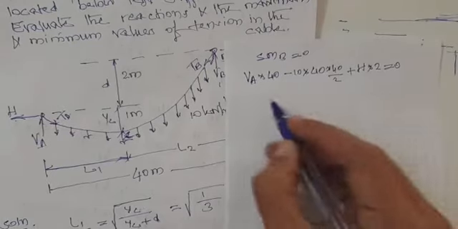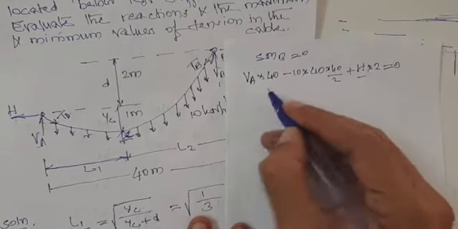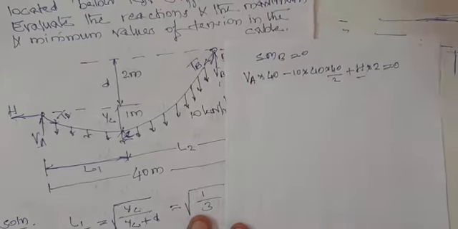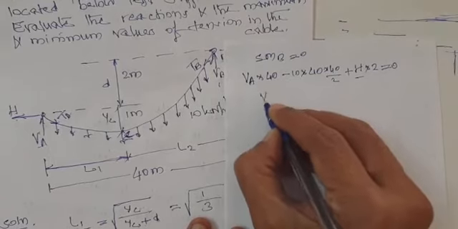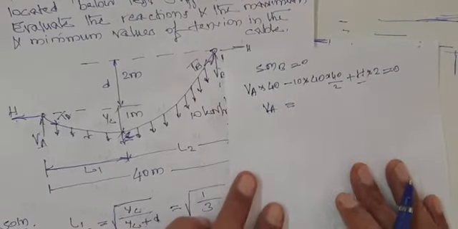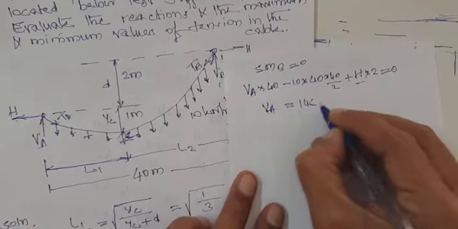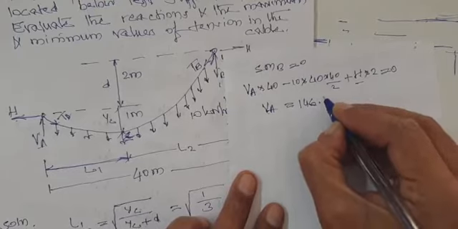Okay, now if you substitute the value of H, which we have got already, that is 1071.65, you will get the value of VA as 146.42 kilonewton.